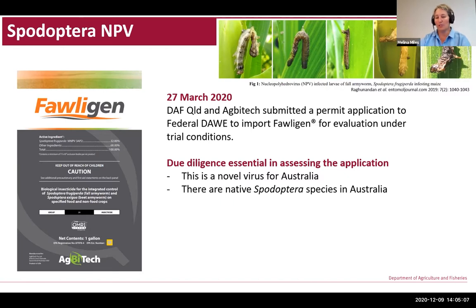And it's really important to realise that due diligence is essential in this process, and that's exactly what the department is doing. They are reviewing the safety aspects of a novel virus for Australia that the Spodoptera NPV is. And I guess one of the primary considerations is that we do have native Spodoptera species in Australia, and the concern that perhaps these may be affected by the Spodoptera NPV.